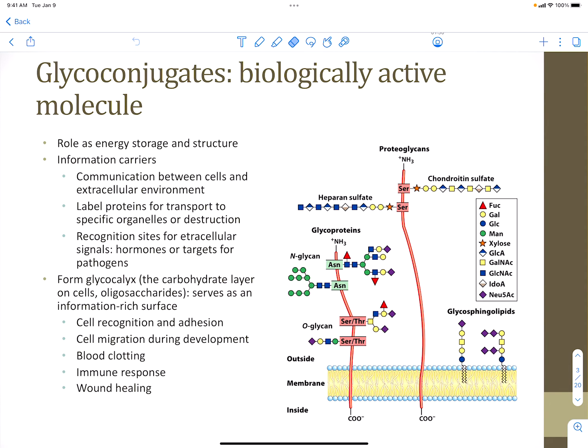Now, an important thing is they're going to form the glycocalyx, which is basically a carbohydrate layer several nanometers thick that coats our cells. And these are going to be made of sugars, oligosaccharides. They're going to be involved in cell recognition and adhesion within this glycocalyx, migration during development, blood clotting, immune responses, and wound healing. And there are basically three things that can be glycosylated. We have our proteoglycans, our glycoproteins, and our glycolipids. So when we talk about glycosylation, we're talking about adding sugar to one of these three things.